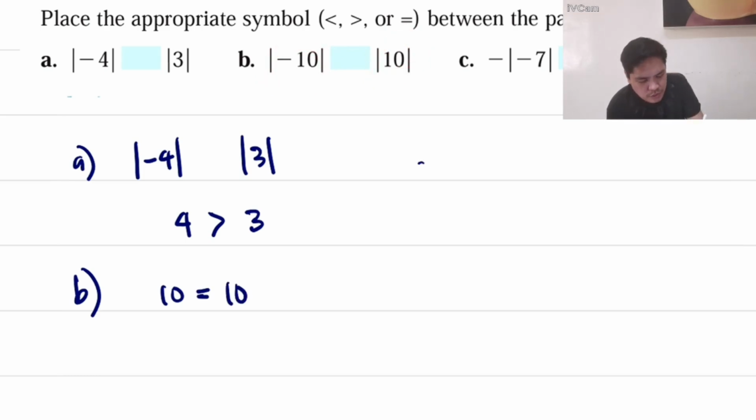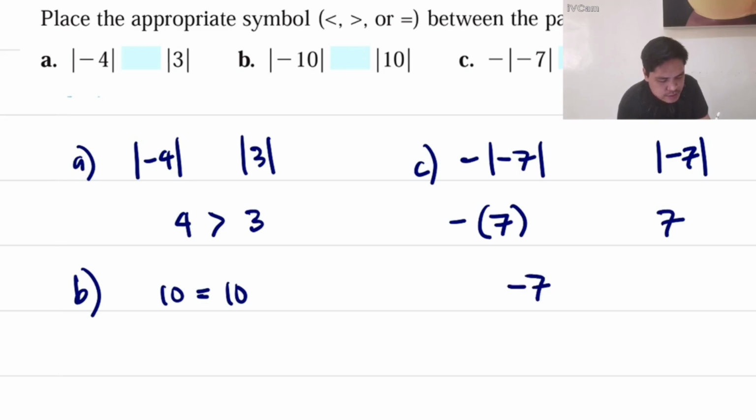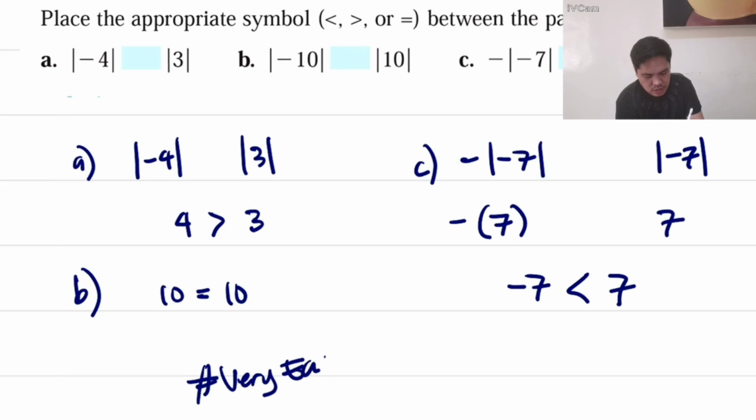They are equal. For letter C, the negative absolute value of negative 7. What is the absolute value of negative 7? It's still 7. So negative times 7. And how about here? The absolute value of negative 7 is 7. So negative 7, that's less than 7. So hashtag very easy. Walang challenge na naman.